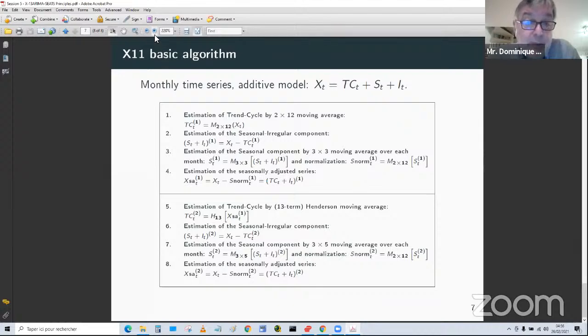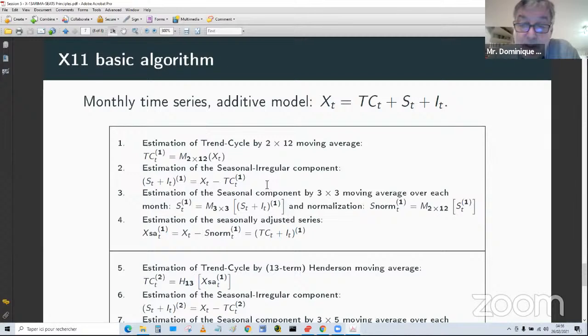I could perhaps make it a bit larger. Okay, so here it's easier than the Windows zoom. Here you have a first estimate of a seasonal irregular component. You just remove from the raw data your first estimate of a trend cycle.